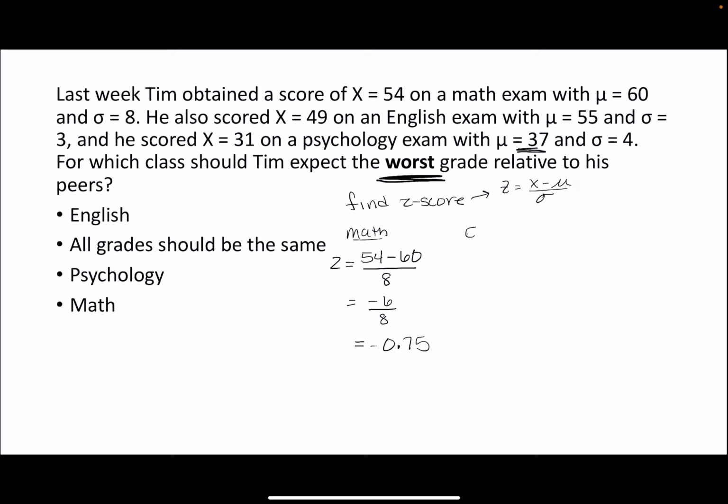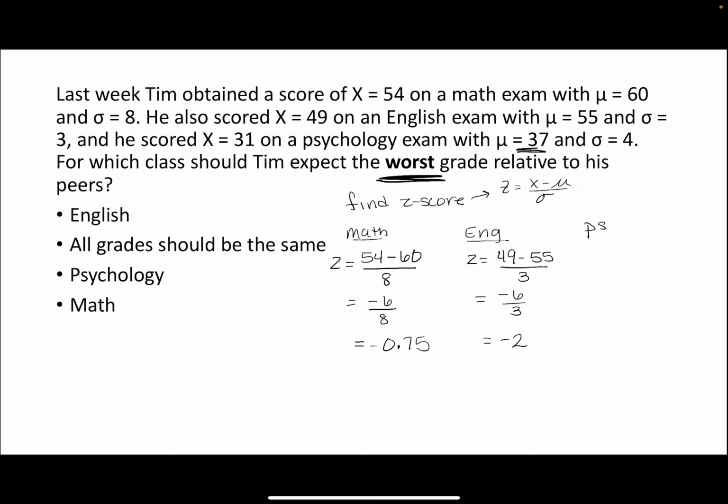So then we're going to look at English. So English's z-score, he made a 49 on the exam. The mean was a 55. The standard deviation was 3. So this is going to be negative 6 over 3, which ends up being -2. So obviously he did worse on his English exam than he did on his math exam, because look how much lower his z-score was from the math exam.